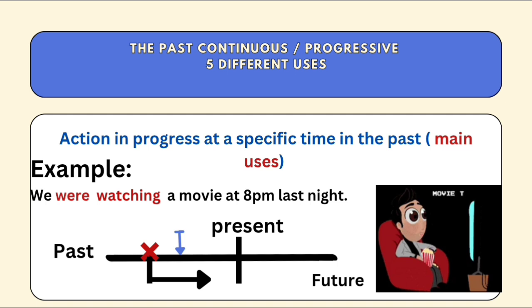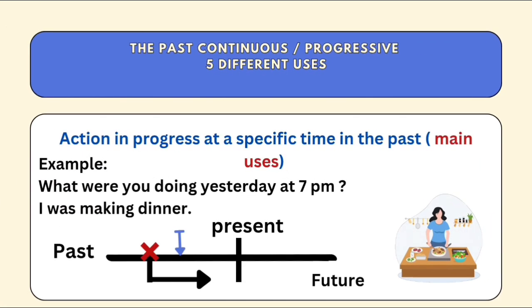And at that time, I started watching before and I'm still watching at 8 p.m. and I continue watching after 8 p.m. So we were watching a movie. Here's another example. What were you doing yesterday at 7 p.m.?